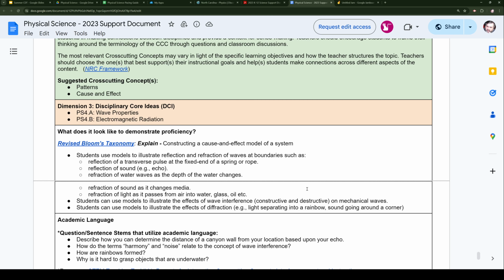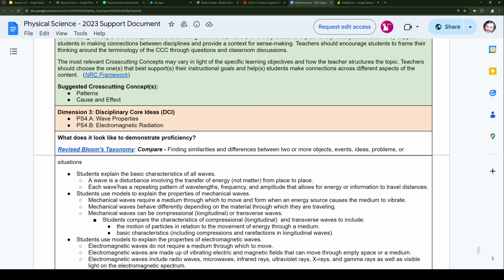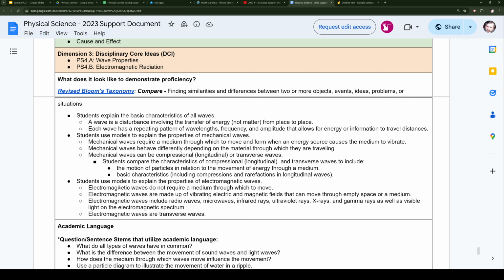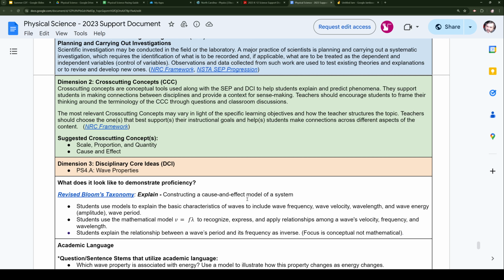It's a lot of stuff to go over, actually. You could do them very quickly, but it looks like they're putting waves at the very end. Mechanical waves require a medium. Electromagnetic waves do not. And I would agree that's probably a good way to do it. I usually teach electromagnetic first, but it's probably better to do the mechanical first.